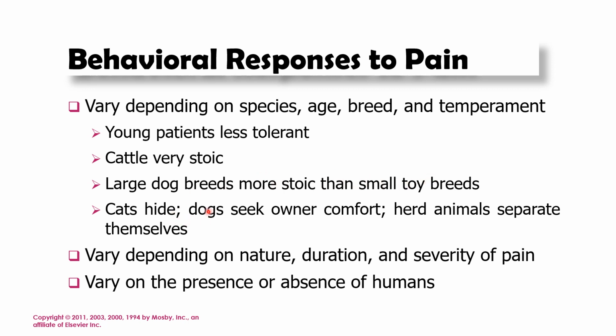And for cats, they usually exhibit hiding as a response to pain. For dogs, they seek comfort. And for herd animals, they separate themselves from the other animals. Again, the behavioral responses could also vary according to the nature, the duration of pain, as well as the severity of the pain. And it also varies according to the presence or the absence of humans.